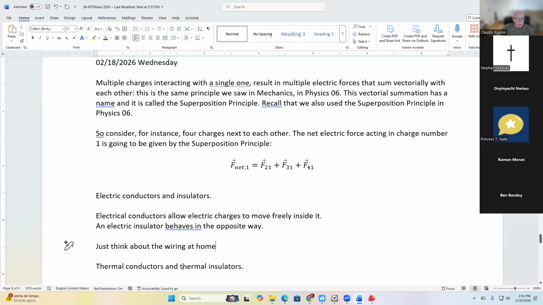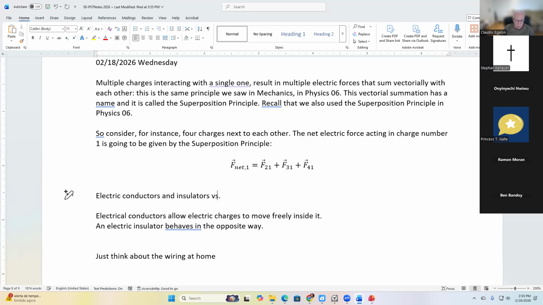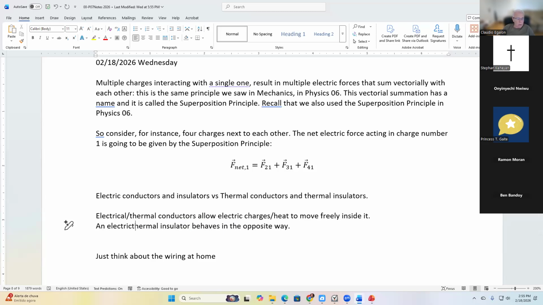And how does it apply to thermal conductors and thermal insulators? Same thing, okay? Electrical and thermal conductors allow not just electric charge, but heat, to move freely inside them. An electrical slash thermal insulator behaves in the opposite way.